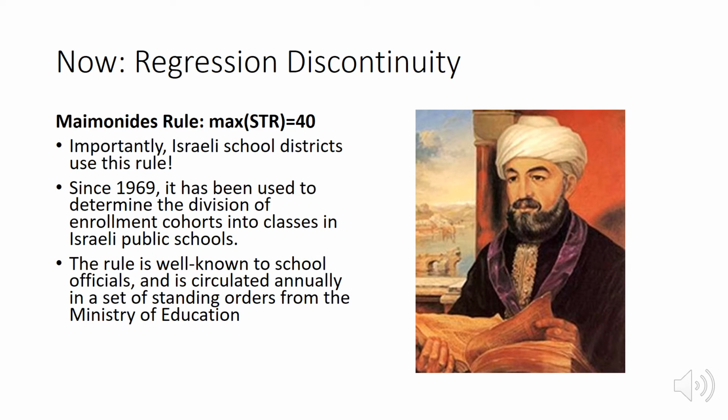We can put this in math terms. We can interpret this in a more modern context. Maimonides' rule says you shouldn't have more than 40 students in a one-teacher class. The maximum student-to-teacher ratio, according to Maimonides' rule, is 40. And the interesting thing is, though this guy was writing in 12th century Spain, Israeli school districts to this day use this rule that you should not have a maximum student-to-teacher ratio of more than 40. This has been law in Israel since 1969.